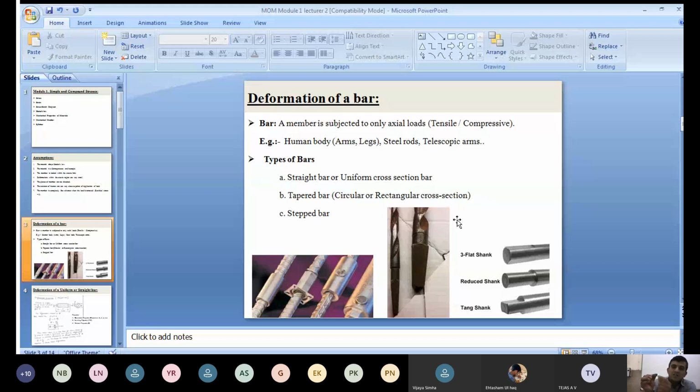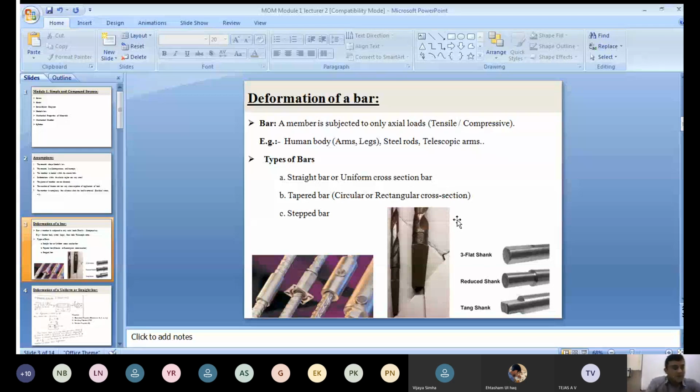What type of cross section are we seeing here? Rectangular cross section. If it is a circular cross section, you can see only this portion. If a circular cross section is there, then it is called a tapered bar of circular cross section.